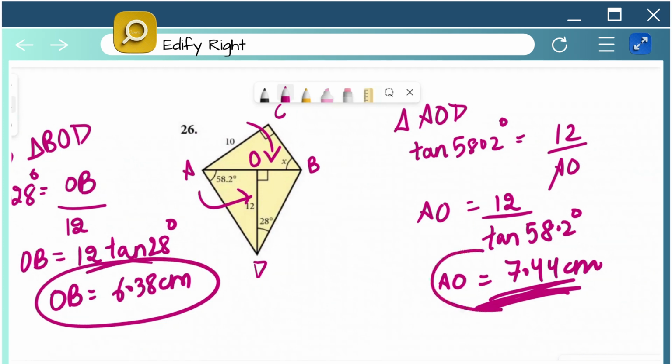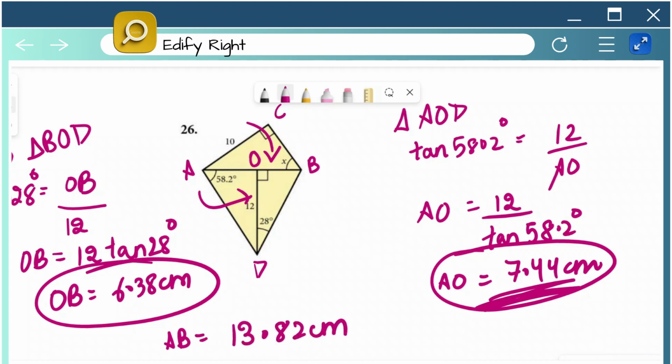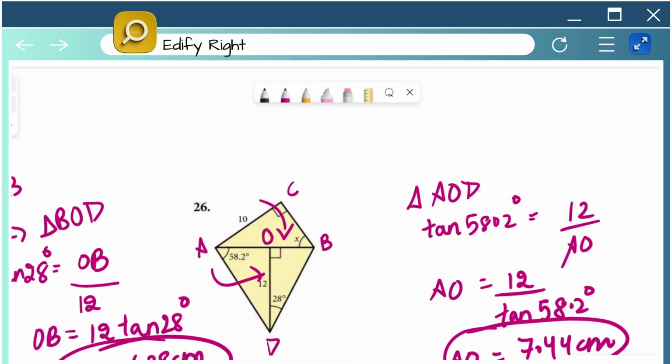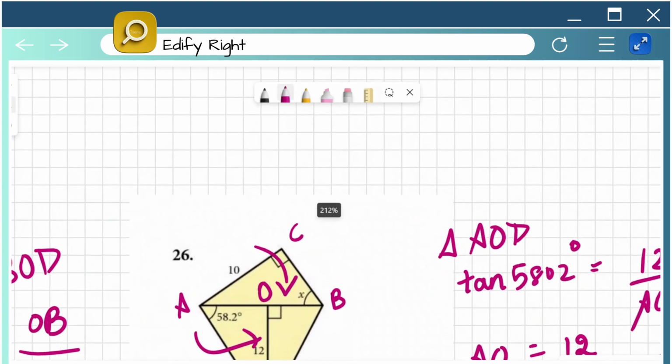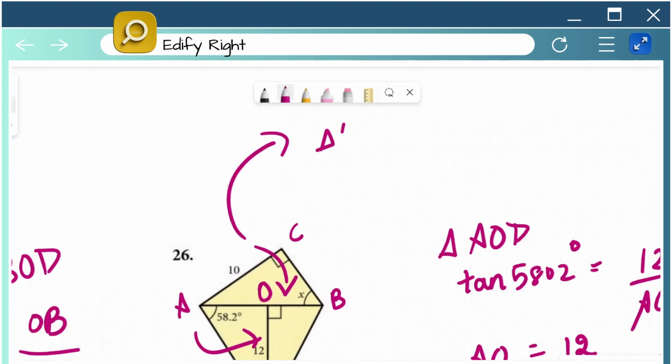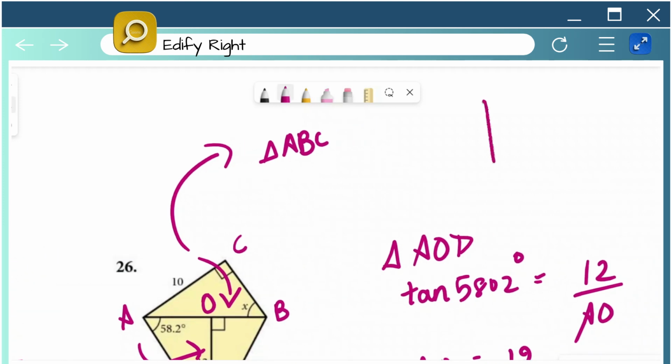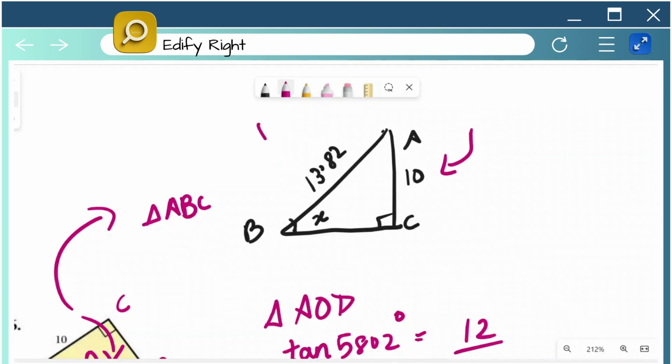Now that you have OB and AO, you just need to add them together to get AB. When you do that, you get AB to be 13.82 centimeters. Now in triangle ABC, I have the perpendicular and I have the hypotenuse. So let me just redraw ABC so that it's easier for you to understand. As you can see here, we have the perpendicular and we have the hypotenuse.